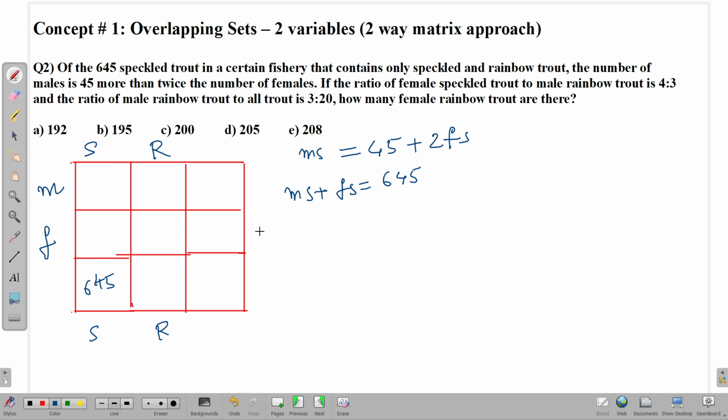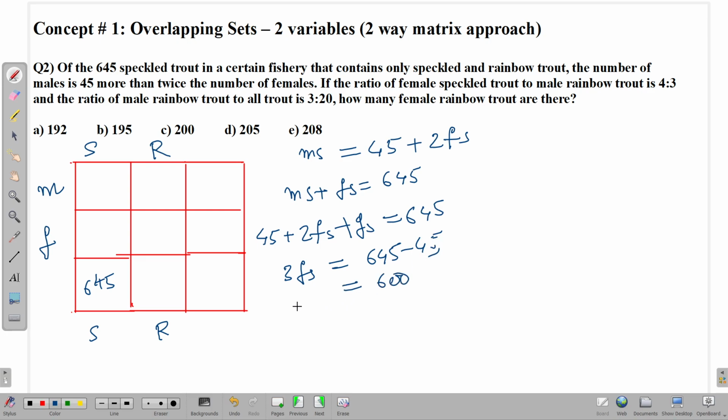I will not solve this on the exam day. That would be a waste of time, and time is at a premium. But for an introductory class, I'm doing it. So 3fs is equal to 645 minus 45. Female speckled is 200, right? So this is 200. That means this has to be 445.